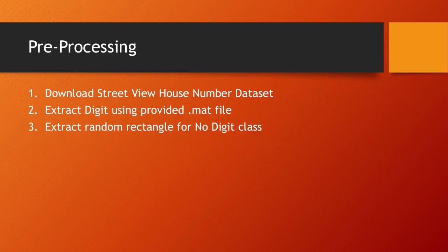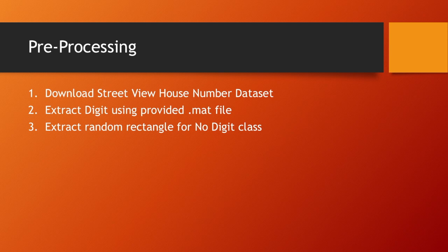So to start off, I did some pre-processing. I downloaded the Street View house number dataset, the training and testing sets from the provided link. From there, I extracted a bounding box around each digit using the provided .map file, and that allowed me to create a class distribution of each digit.